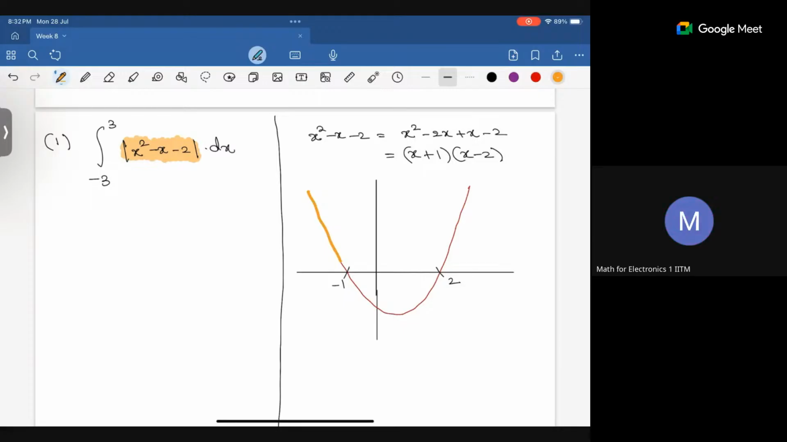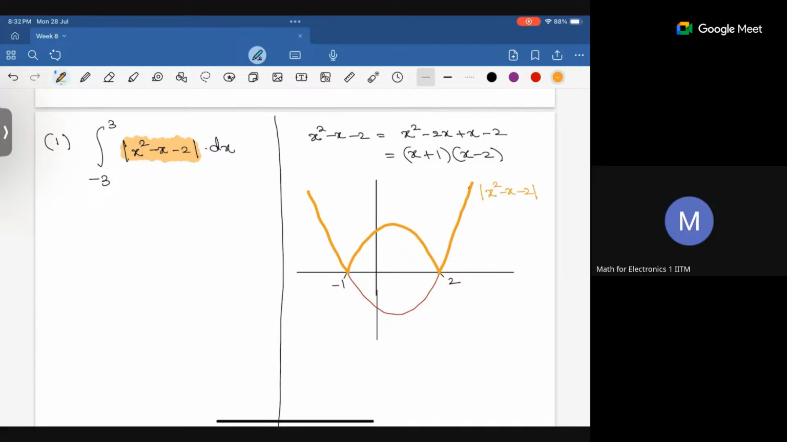This will be positive itself till here. Later it will have this kind of shape, and it will go like this. Some W kind of shape. Do everybody agree to this? Yes, sir. Yes. This is the modulus of x square minus x minus 2.